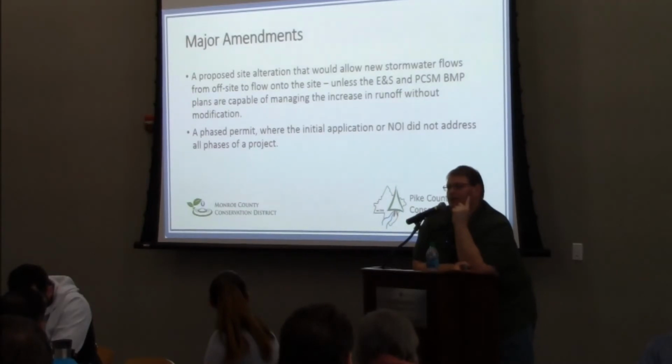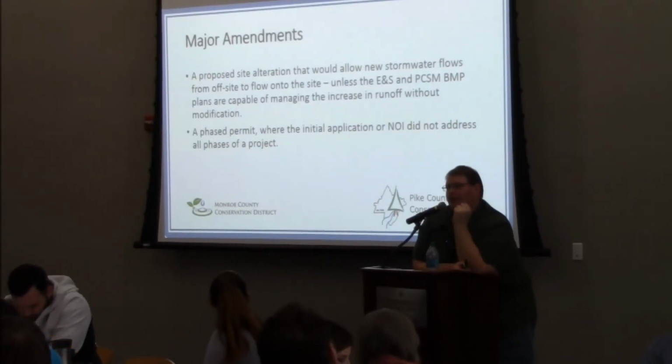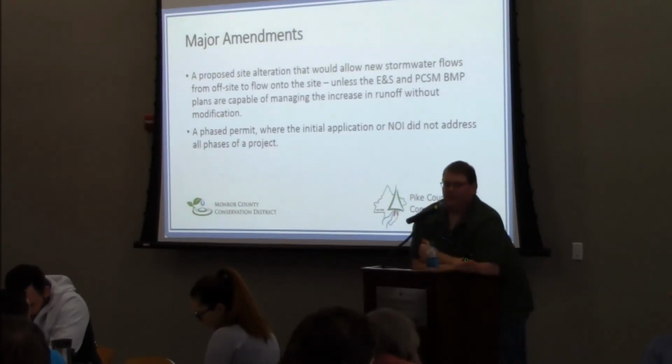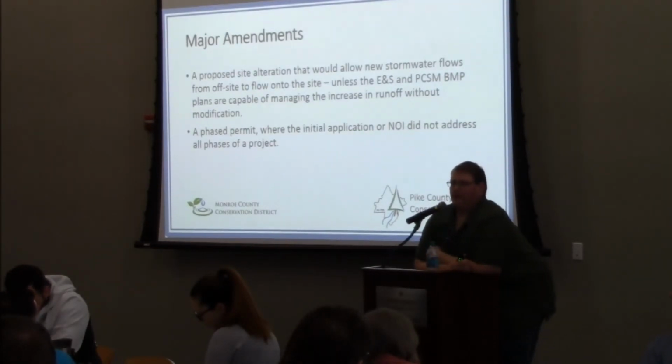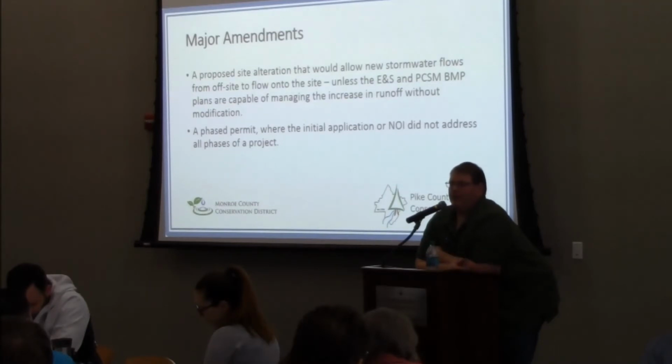A proposed site alteration that would allow new stormwater flows from off-site to flow onto the site, unless the ENS and PCSM plans are capable of managing the increase in runoff without modification. So let's say PennDOT comes in and they say, we really need to bring this roadside swale into your basin. Well, that's obviously diverting more water into your basin, and chances are it's not going to function as designed. So you'll have to give us some calculations, and that'll become a major amendment. Now, if by chance it doesn't change anything, then it would be a minor mod, but chances are it would be a major amendment.